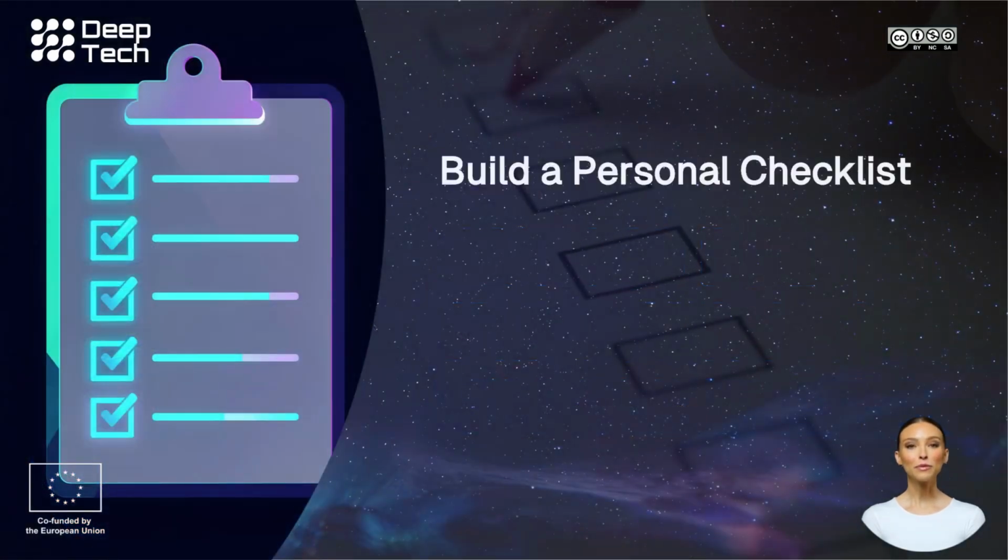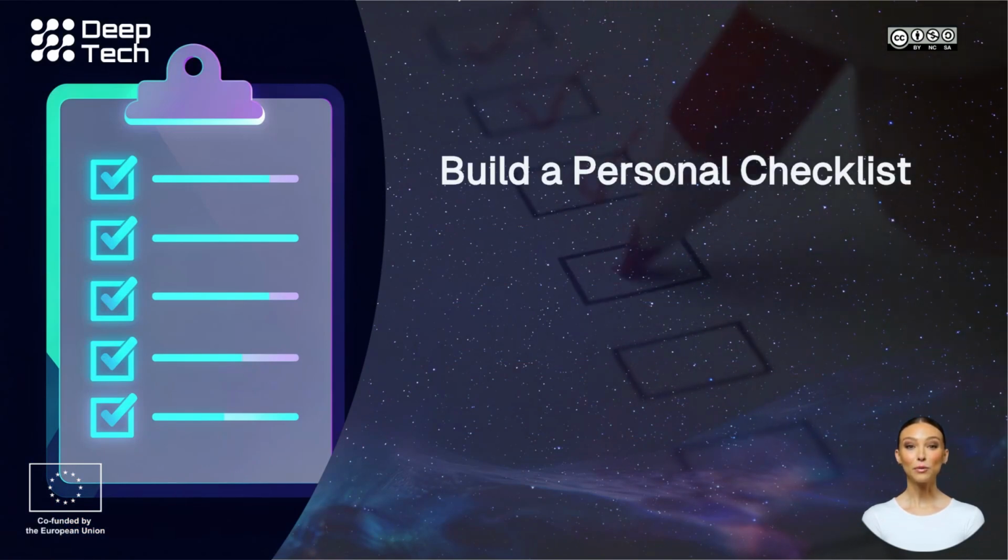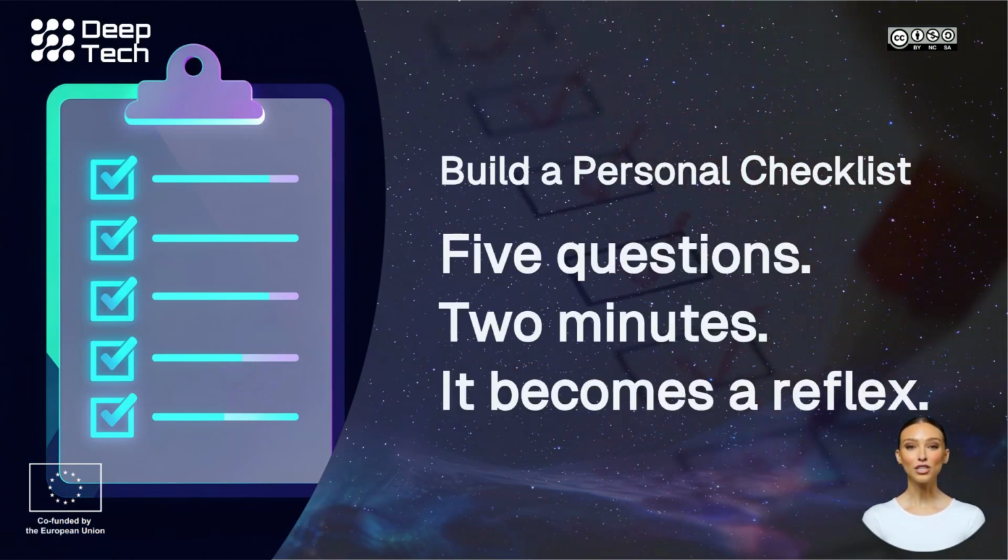Professional tip. Build a personal verification checklist and keep it open whenever you review media. 5 questions, 2 minutes. It becomes a reflex quickly.